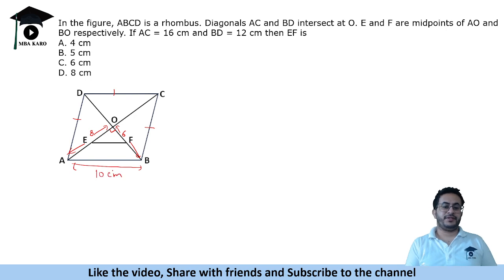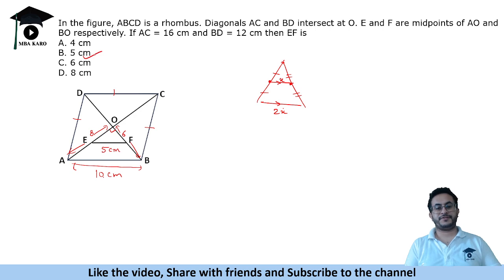Now there is a theorem which is called the midpoint theorem, which says that if there is a triangle and these are midpoints of the sides, then this side is half of this side and it is parallel also. So this side is 10, hence this side is going to be 5 centimeters. So EF is 5 centimeters. This is a concept that tests the properties of a rhombus and also the midpoint theorem in triangles.